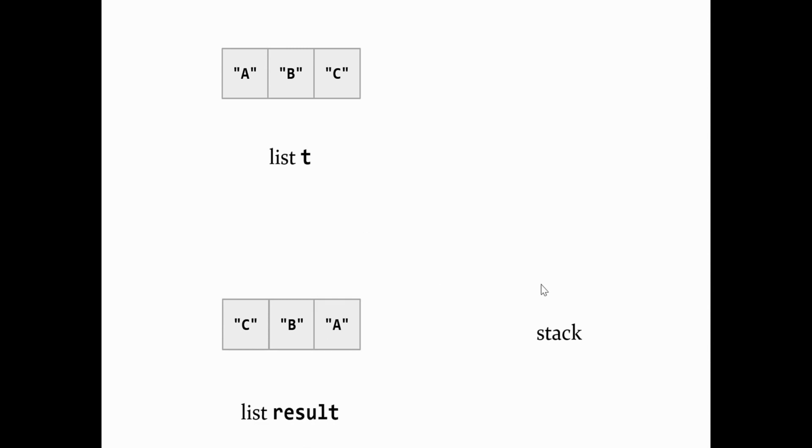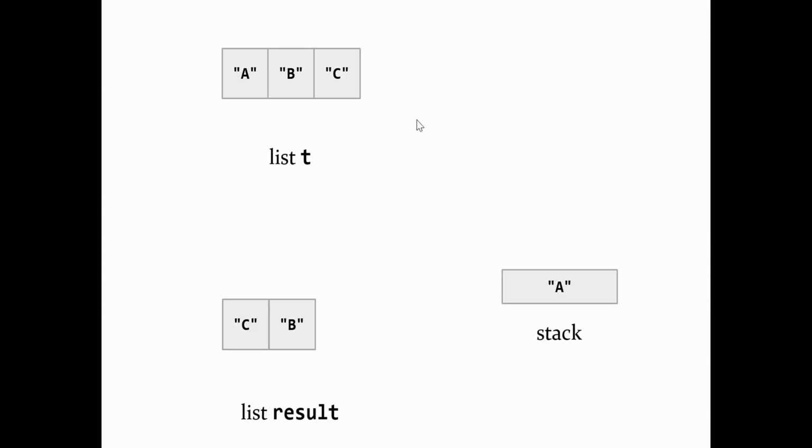Of course, you shouldn't do it this way because you don't actually need the stack structure here. You can just loop over the list backwards and put the elements from the original list into the result list. But this example illustrates the first in, last out property of a stack.